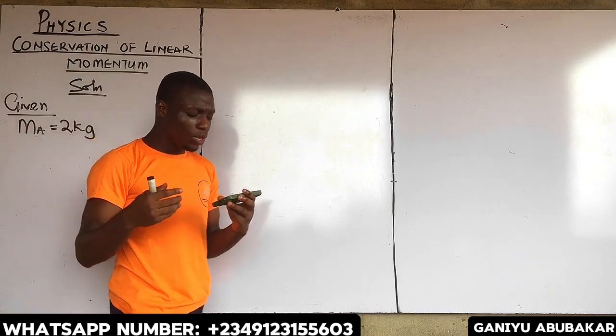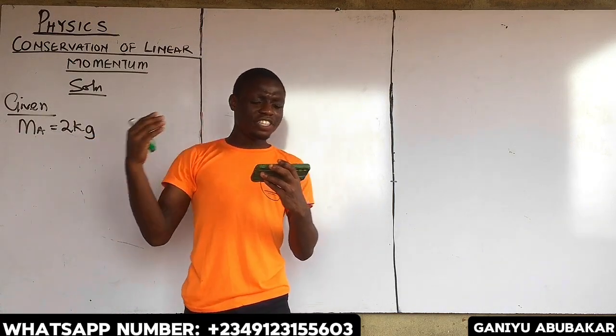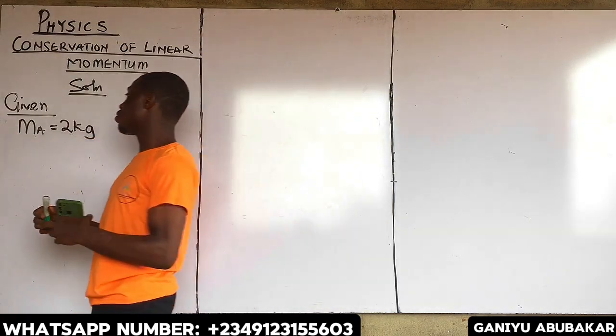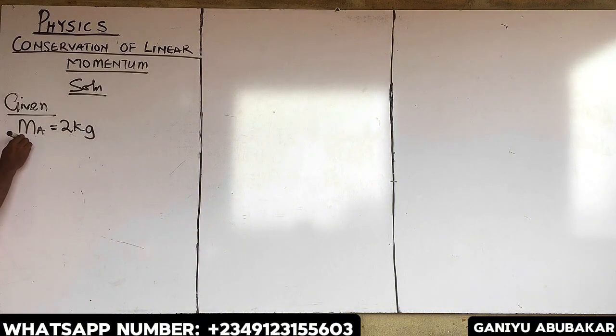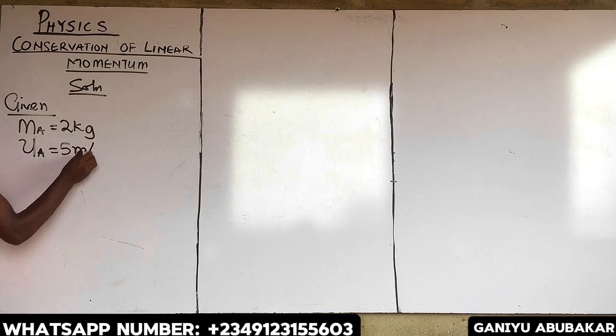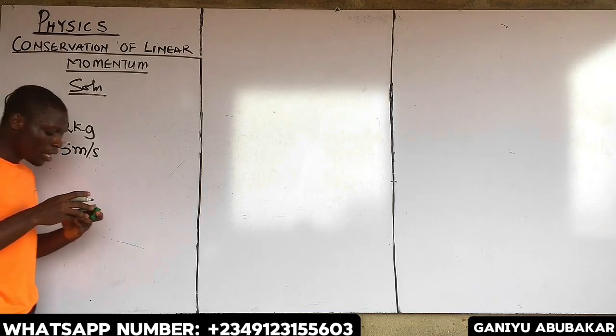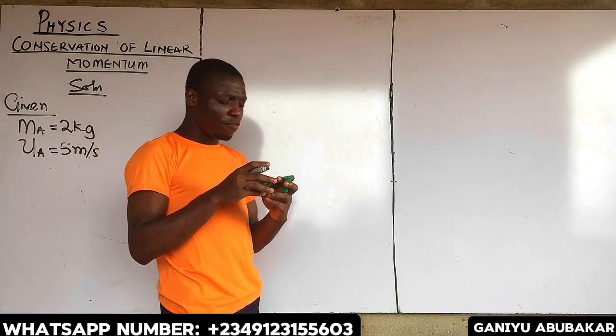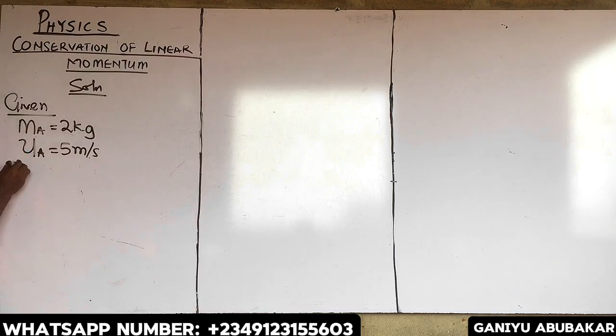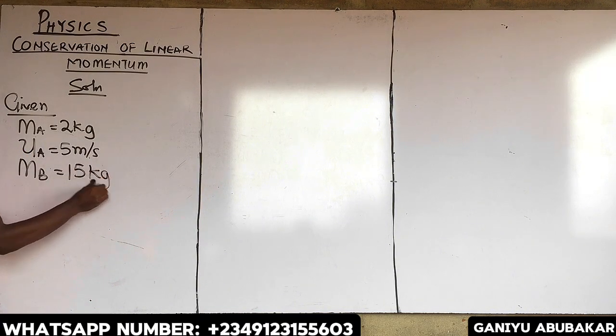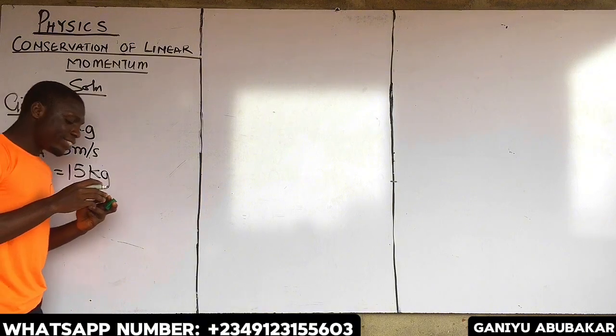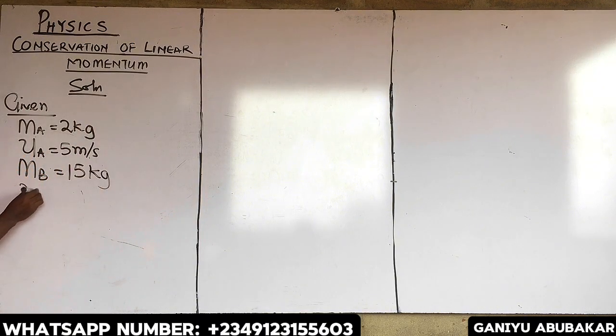All right, it moves with an initial velocity of 5 meters per second. So this mass here moves with an initial velocity UA of what? 5 meters per second, and collides with another body of mass 15 kg. That's MB, mass of body B, equal to 15 kg, at 0.3 meters per second. So UB is simply 0.3 meters per second.